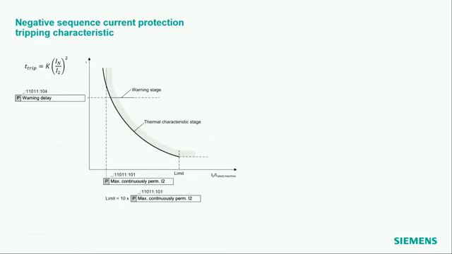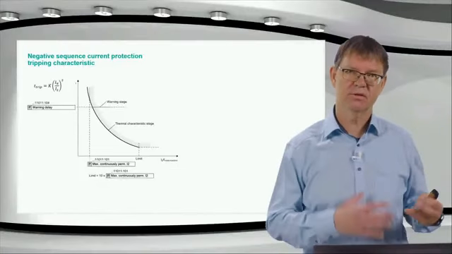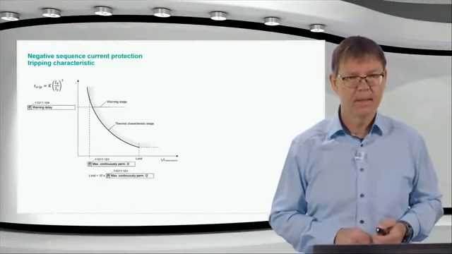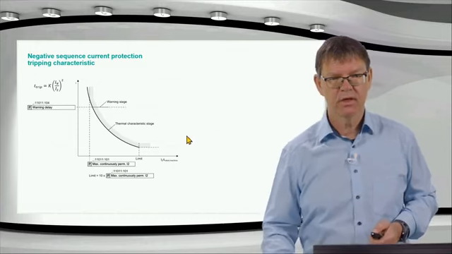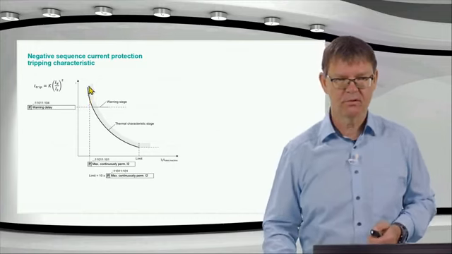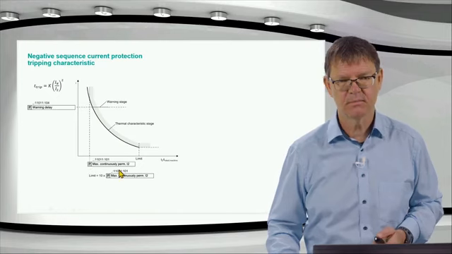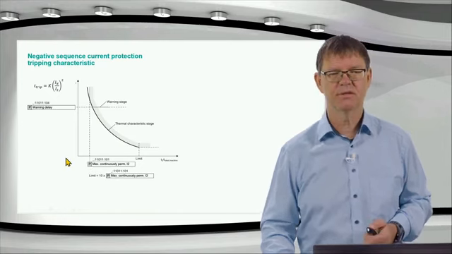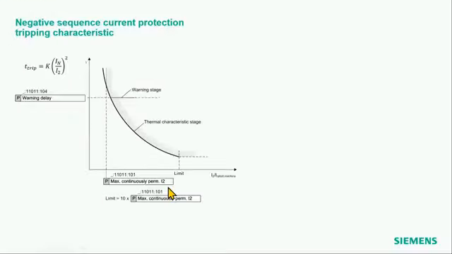Okay. Tripping characteristics similar to the starting time supervision. Here we have a starting point, and this is the maximum continuously permitted I2 negative sequence current. If you don't have a value, take 8 or 10%. This is what most of the motors can do. Better check that you get a proper value, of course, from the motor manufacturer. And then I have this tripping characteristic according to the formula here.